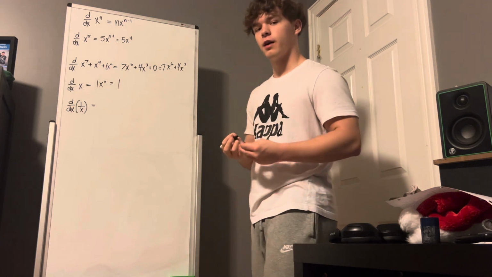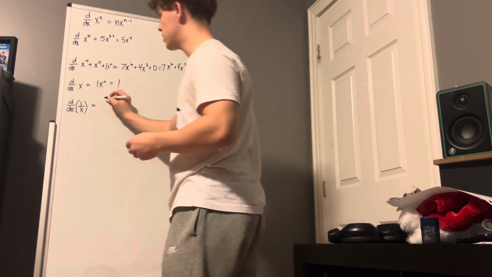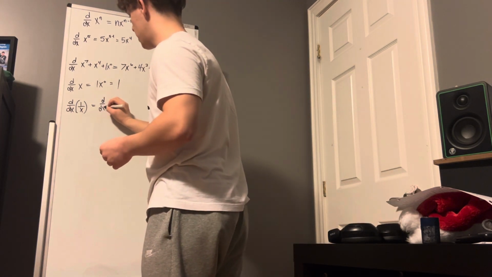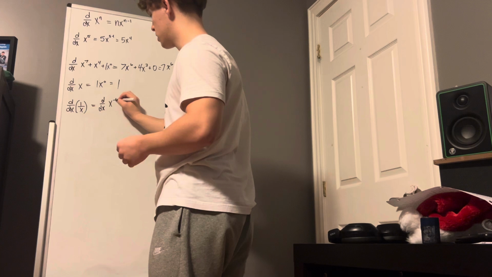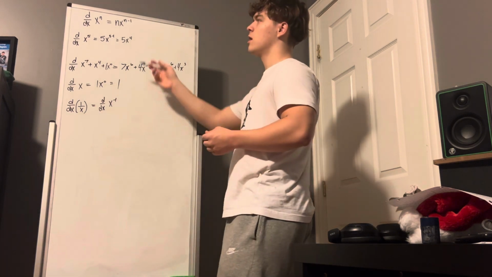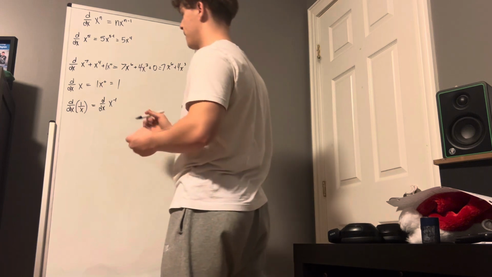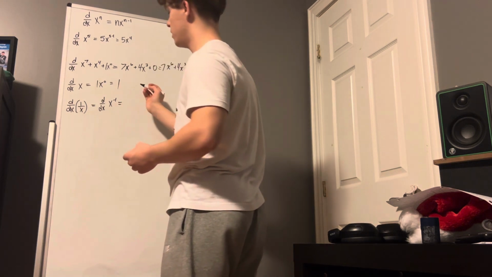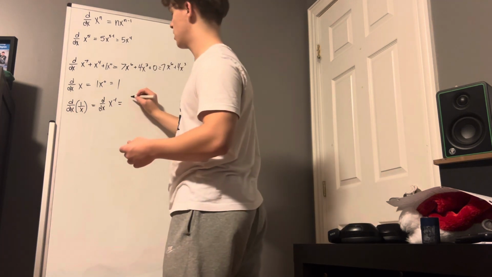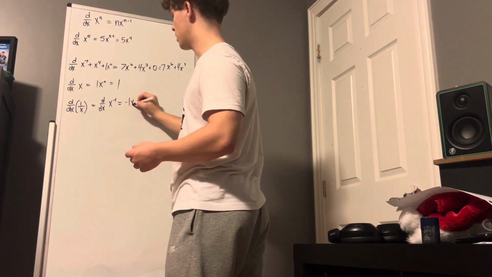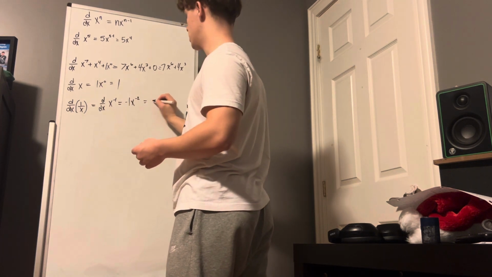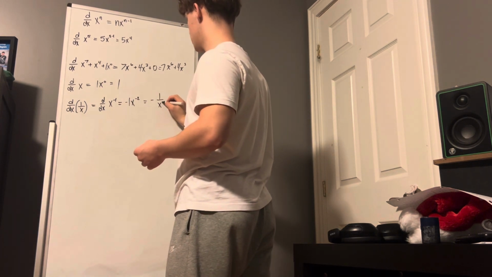Derivative of 1 over x. Well, what's 1 over x? This is just the derivative with respect to x, of course, of x to the negative 1. That's still an n. n is any real number. Well, this is just negative 1 times x to the negative 2, which is just negative 1 over x squared.